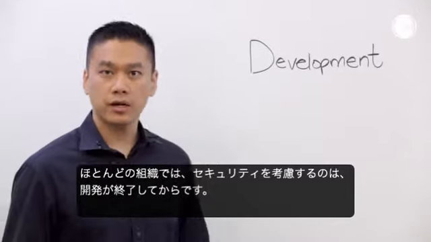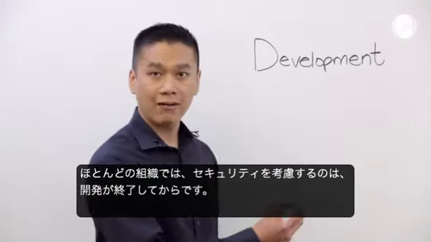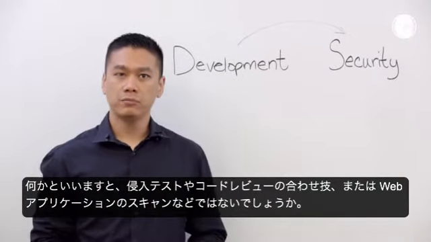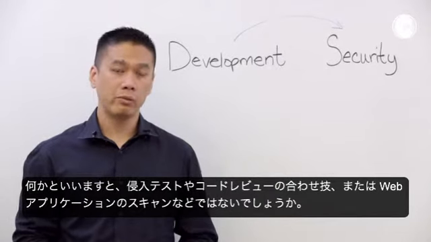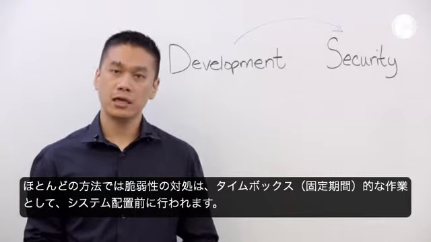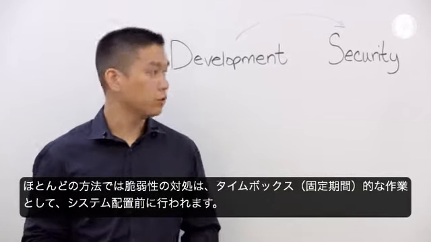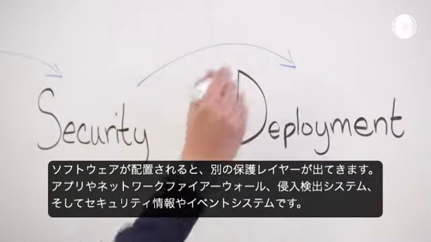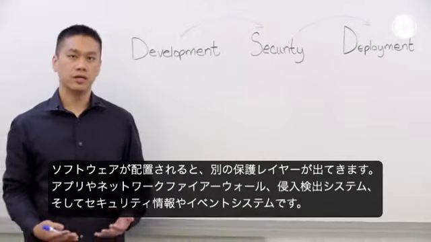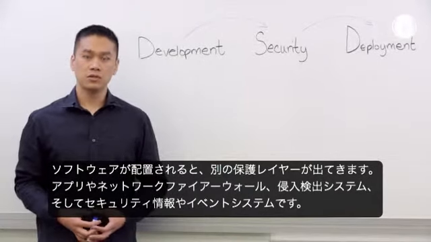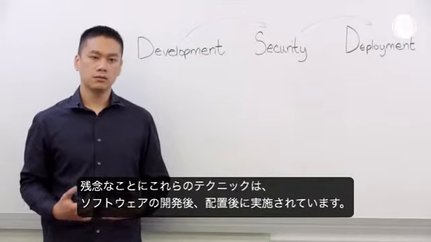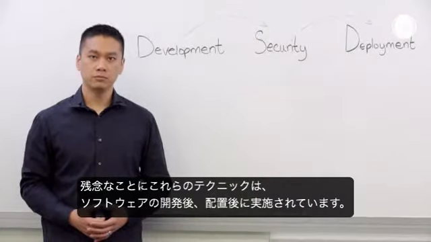Most organizations start by focusing on security after development is done. What that means is a combination of penetration testing, code review, and perhaps using web application scanners. Through this method, they find most of the vulnerabilities that they can in a time-box fashion before deployment. But once the software gets to deployment, you have another layer of protections, including application firewalls, network firewalls, intrusion detection systems, and security information event management systems. Unfortunately, all of these techniques are occurring after the software has already been developed and deployed.